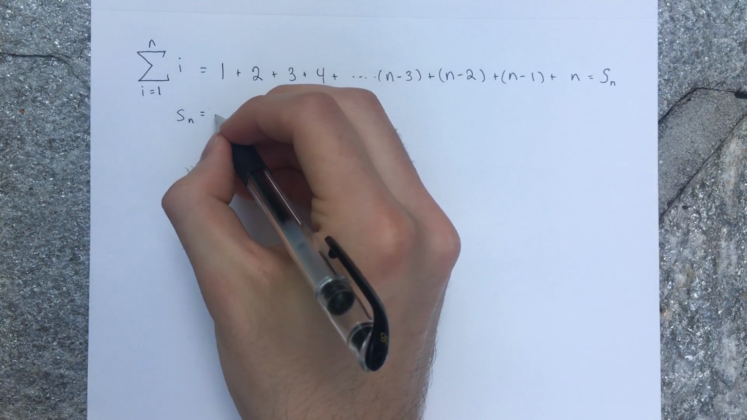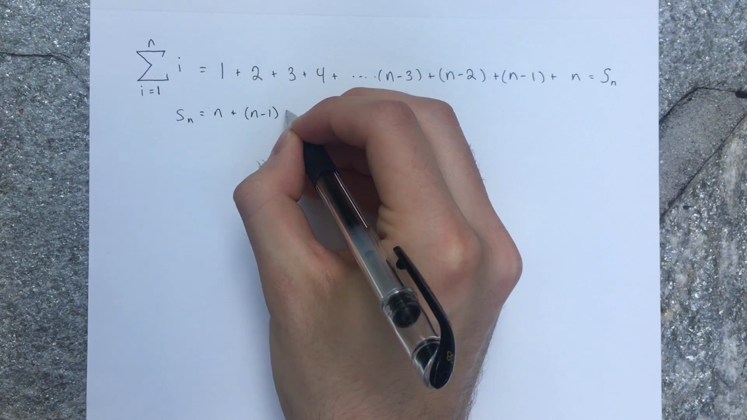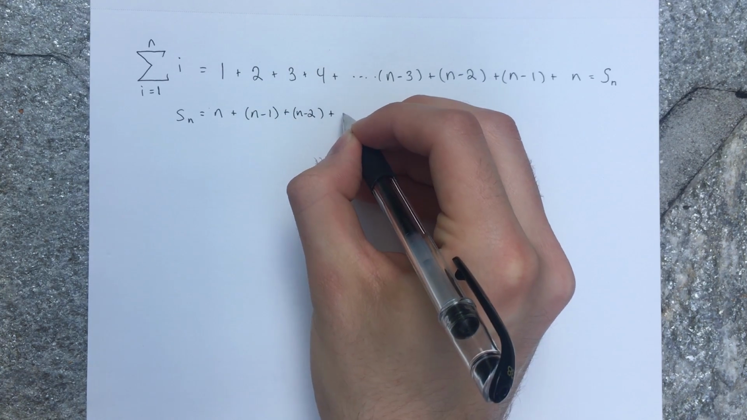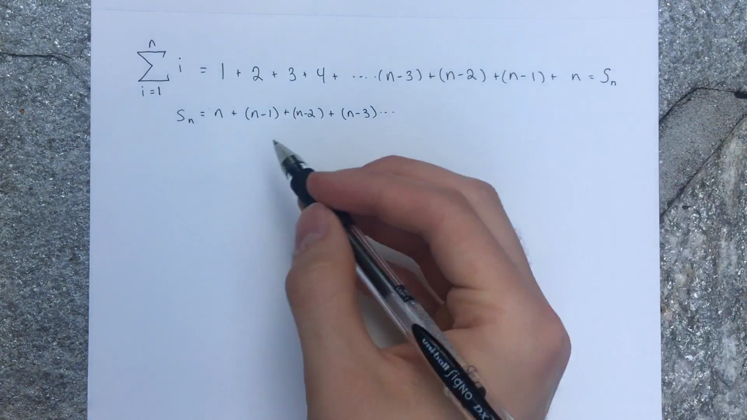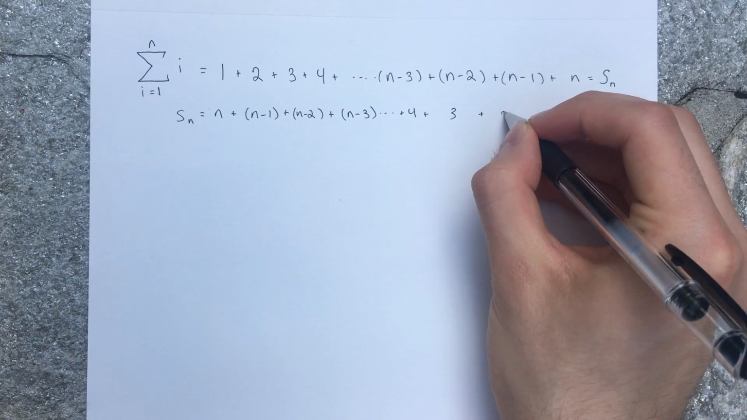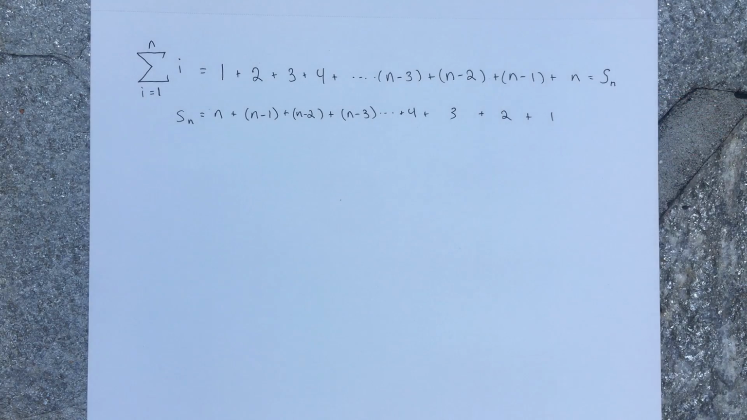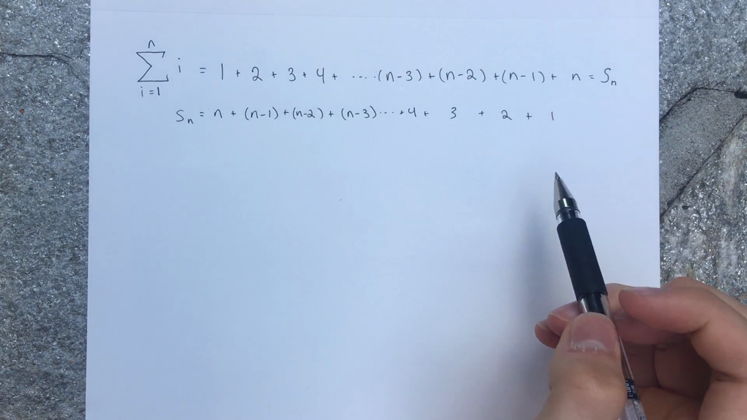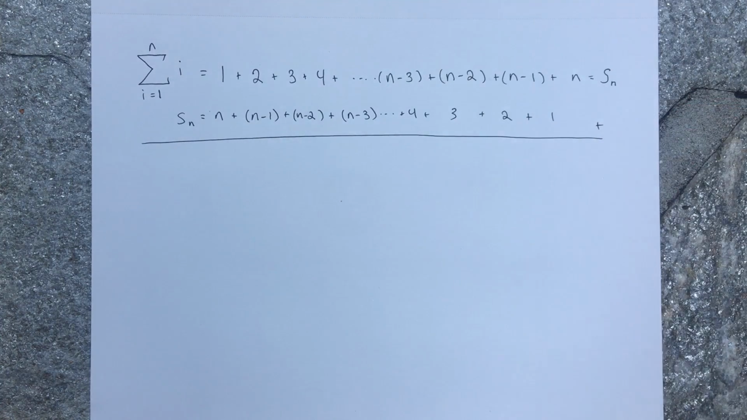So first we'll start with n, and then n minus 1 plus n minus 2 plus n minus 3, and so on until we have plus 4 plus 3 plus 2 plus 1. I hope we can agree this is the same sum. And now let's add these two together.